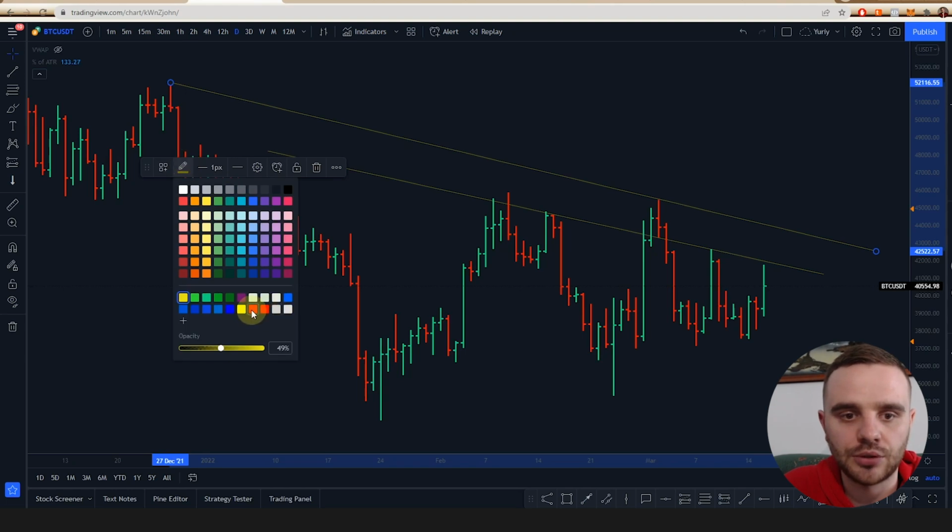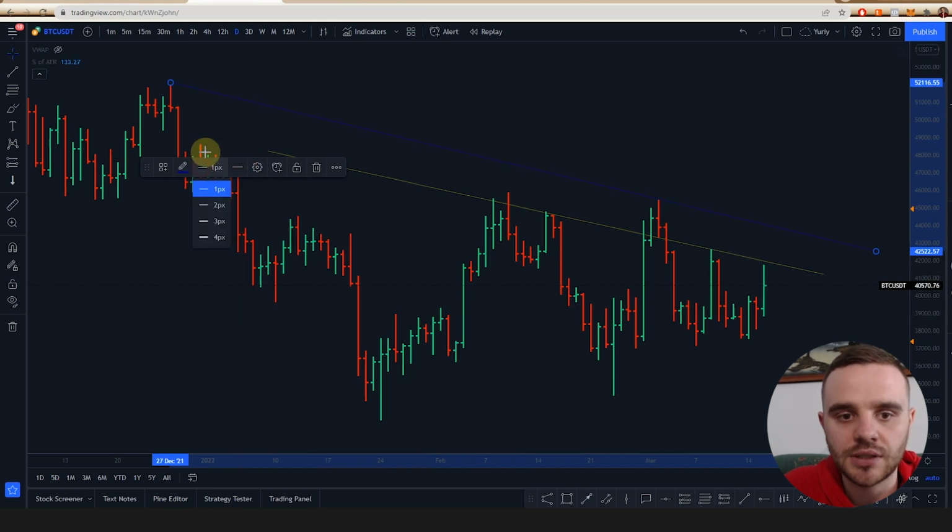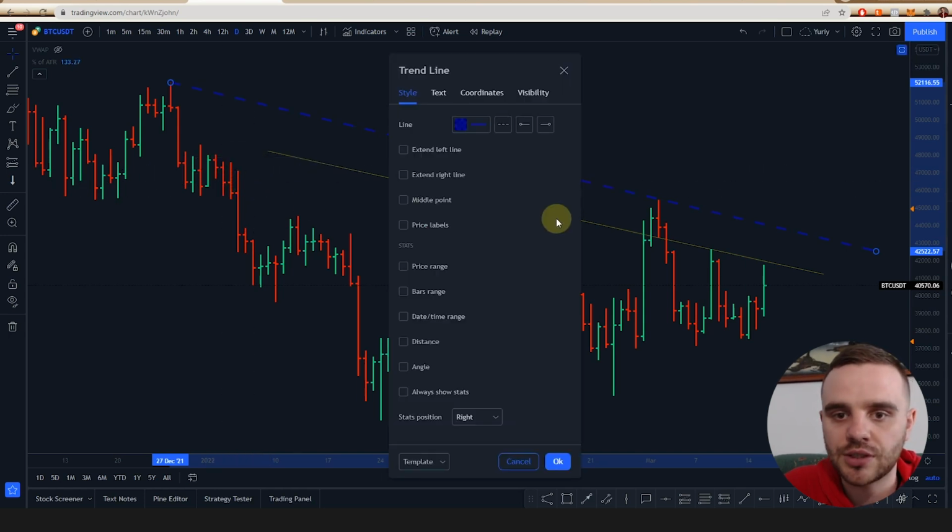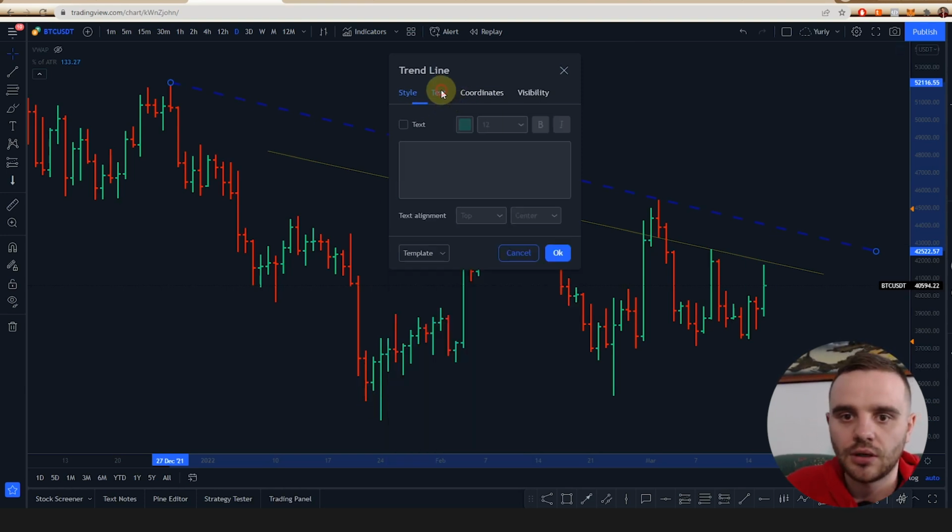First, for example, you can just choose a color. You can add, for example, blue color. After that, you can choose size. After that, you can choose appearance, it depends how you like it. After that, you can choose other settings. You can do extended trend line, extended right line, middle point, price labels, price range, bars range, all of that stuff, distance, angle. Honestly, I don't use all of this because I don't need it. Also, you can add some text according to this.